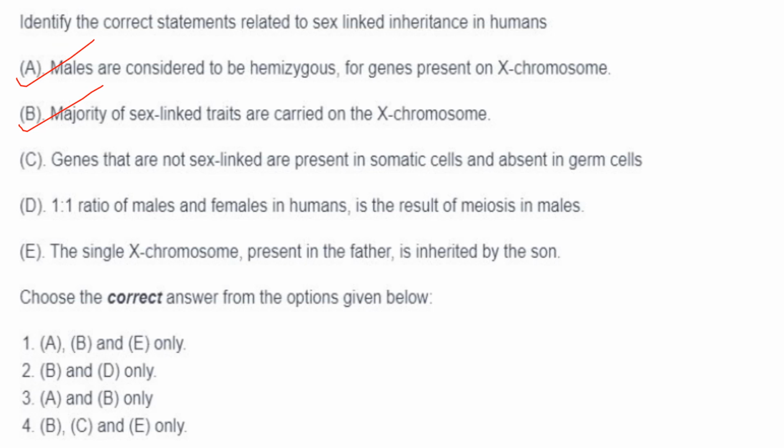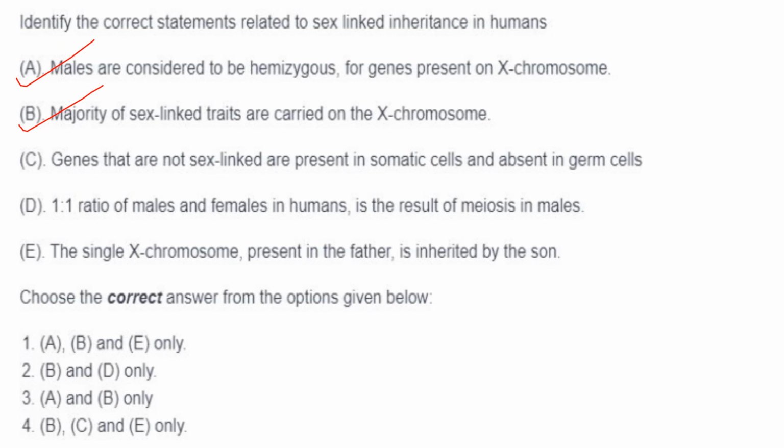The 1:1 ratio of males and females in humans is the result of meiosis in males. As per me, that is also correct, because it is during spermatogenesis that the sperms get an equal number of X and Y chromosomes. That is, X and Y chromosome bearing sperms are produced. And upon fertilization with the egg, which has only one X chromosome, either the sperm carrying the X chromosome will fuse, or the sperm carrying the Y chromosome will fuse.